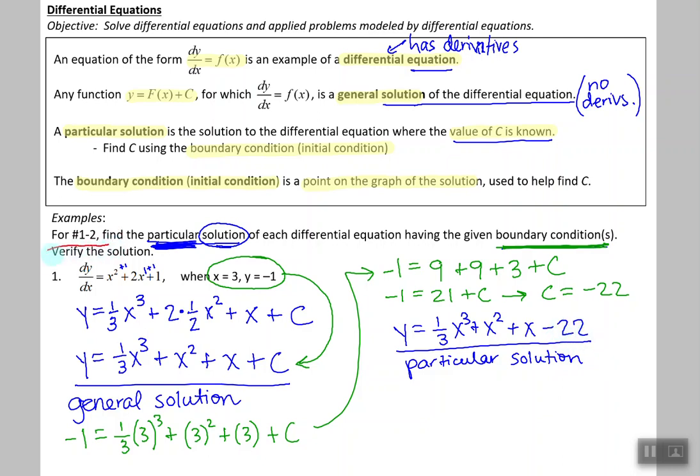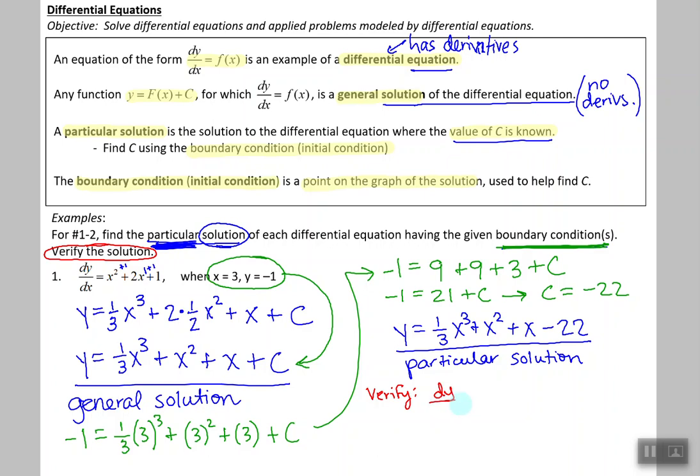Let's check our answer by verifying the solution. How do we verify that this is our solution? Well, we see if it works by plugging it back into the original equation. The original differential equation has a first derivative, so let's take the first derivative to verify.